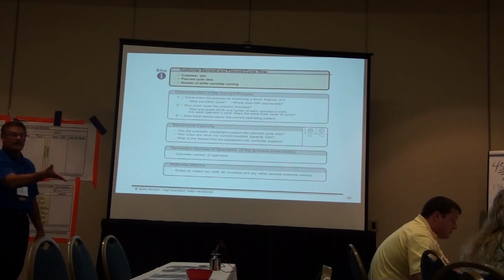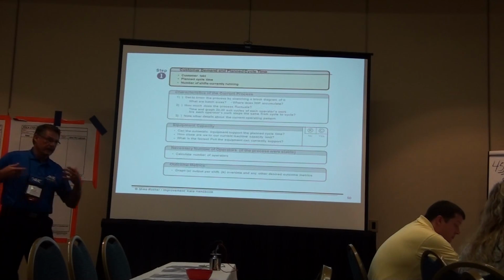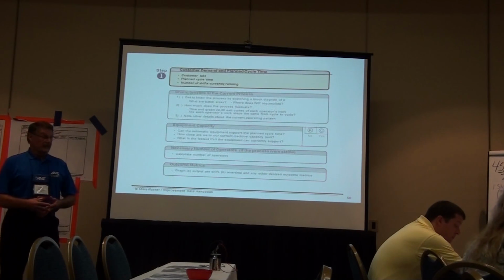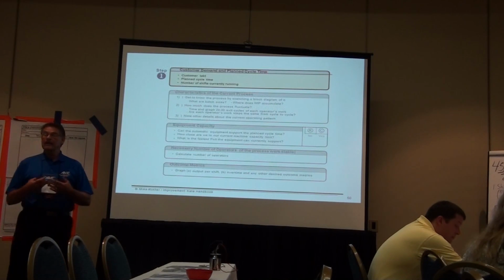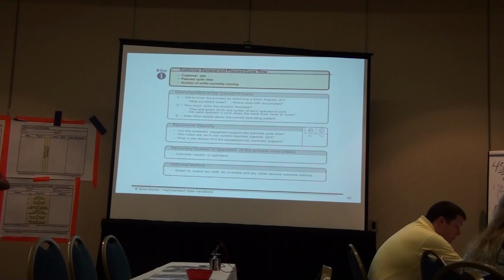Again, if we have a discrete manufacturer where we're making things like that, it's easy to come up with. If we're making airplanes or for job shops, it's a little bit different. But where we can, we want to utilize and calculate takt time. Once we know that, then we can figure out planned cycle time and how many shifts we're running.